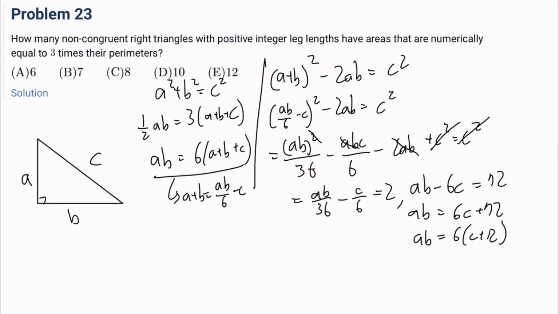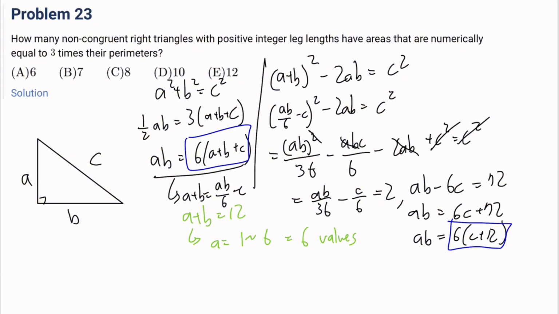But then we saw this before: AB equals 6 times (A plus B plus C). So since 12 is equal to A plus B, that gives us A plus B equals 12. They have to be non-congruent. So that means A can be from 1 to 6, so this is 6 values, and that's why the answer is 6.